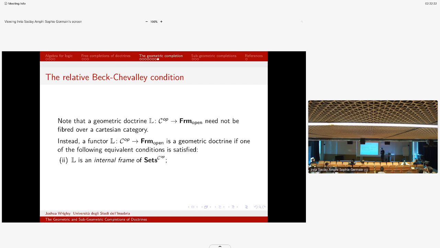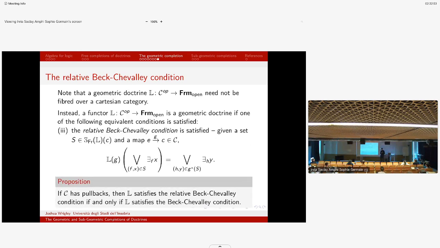This is the one time I mentioned topos theory in my topos theory talk. This is actually equivalent to saying that the functor is an internal frame object of a Grothendieck topos, and in particular you can restrict to presheaf toposes. And then the third condition, you only need to consider certain stability issues when you're trying to show that this topology is stable. This comes out as what Olivier Caramello calls the relative Beck-Chevalley condition, a generalization of the Beck-Chevalley condition.